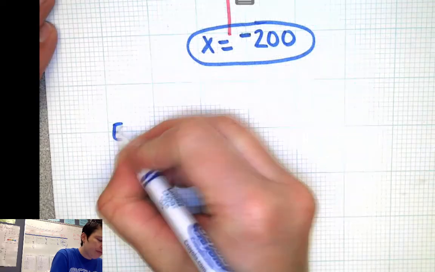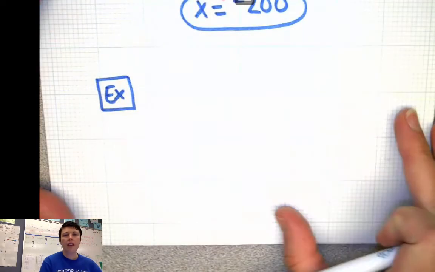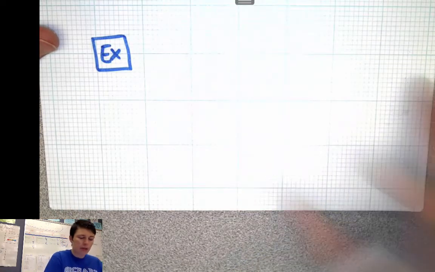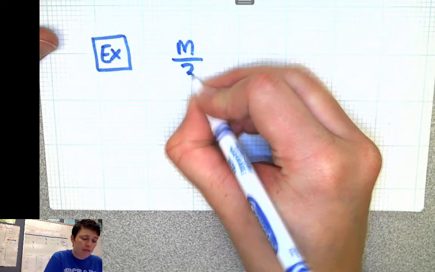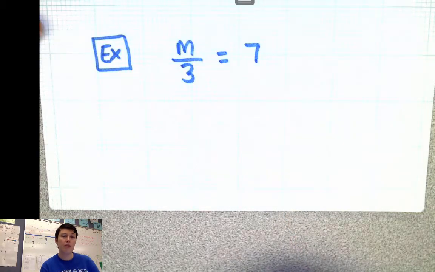Let's try another one. So we're going to do another example. I'll scoot this down a little bit. Okay, next example. Let's do something just slightly different. Let's say this time we're solving for m. And we have m over 3, and it's equal to 7. M over 3 is equal to 7.